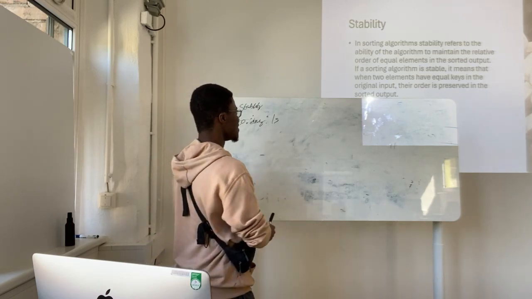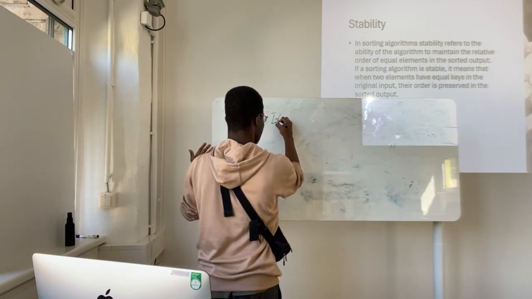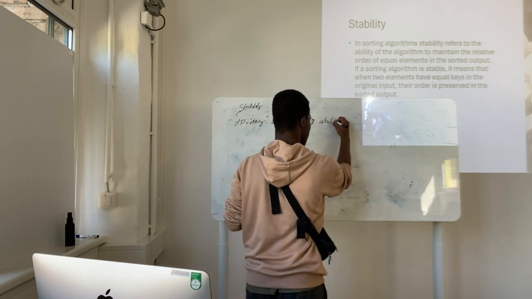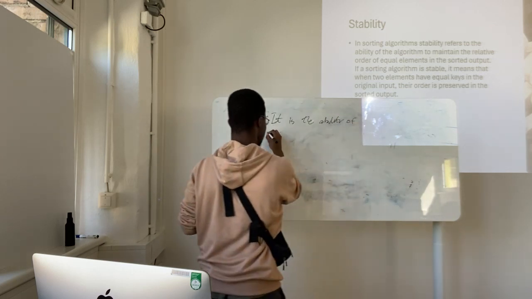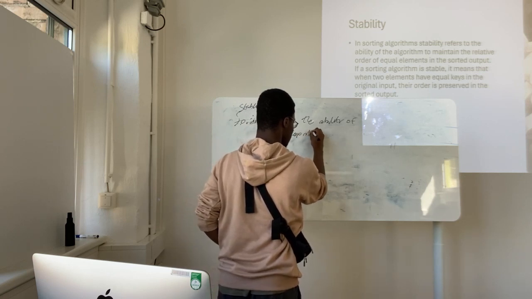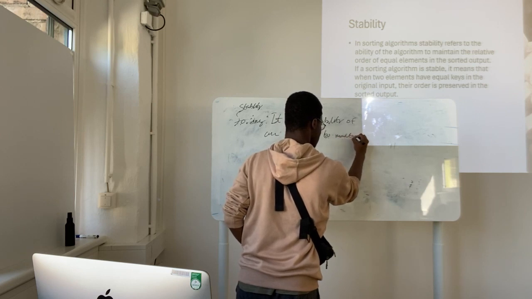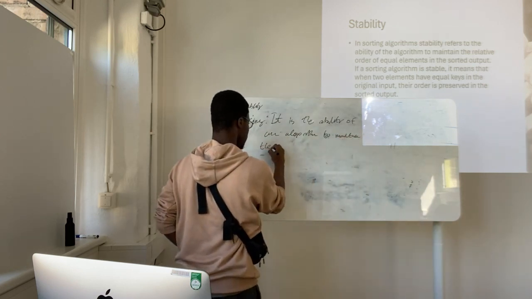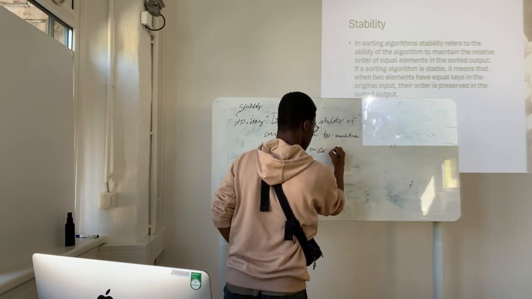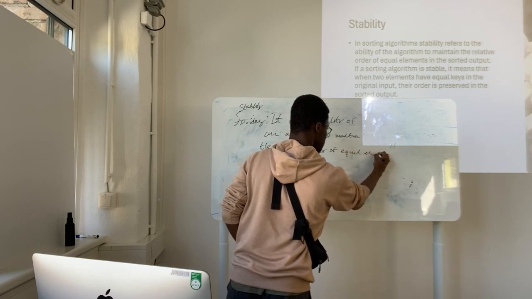Okay, yeah. So I'm going to reiterate what it is and then I'll explain it. It is the ability of a sorting algorithm to maintain the relative order of equal elements. Now, what does that mean?